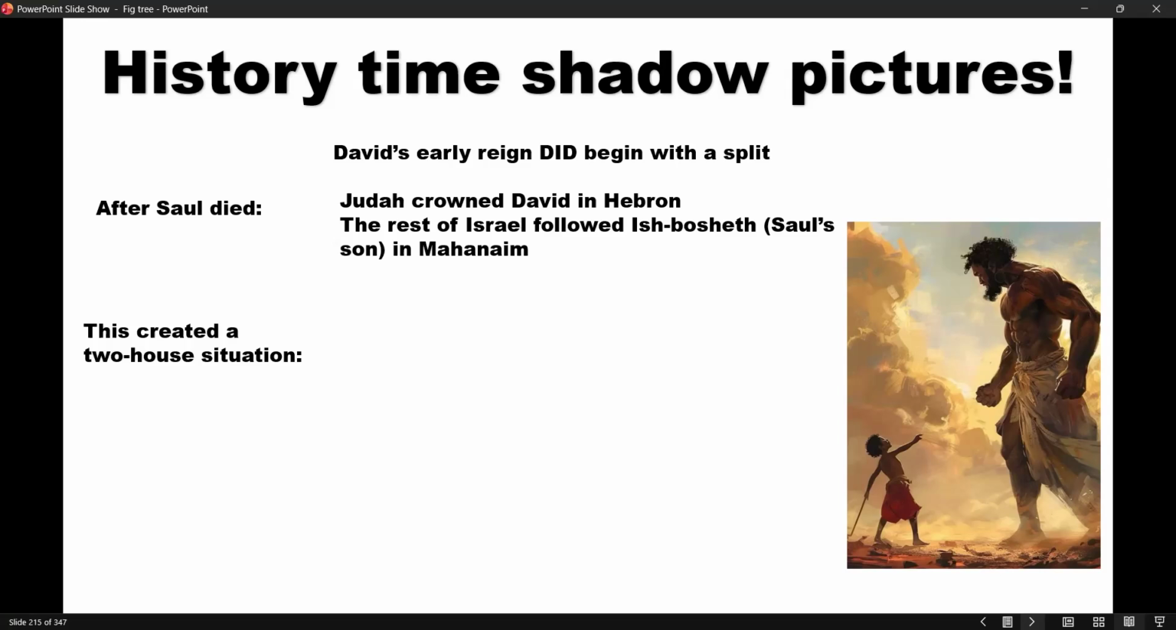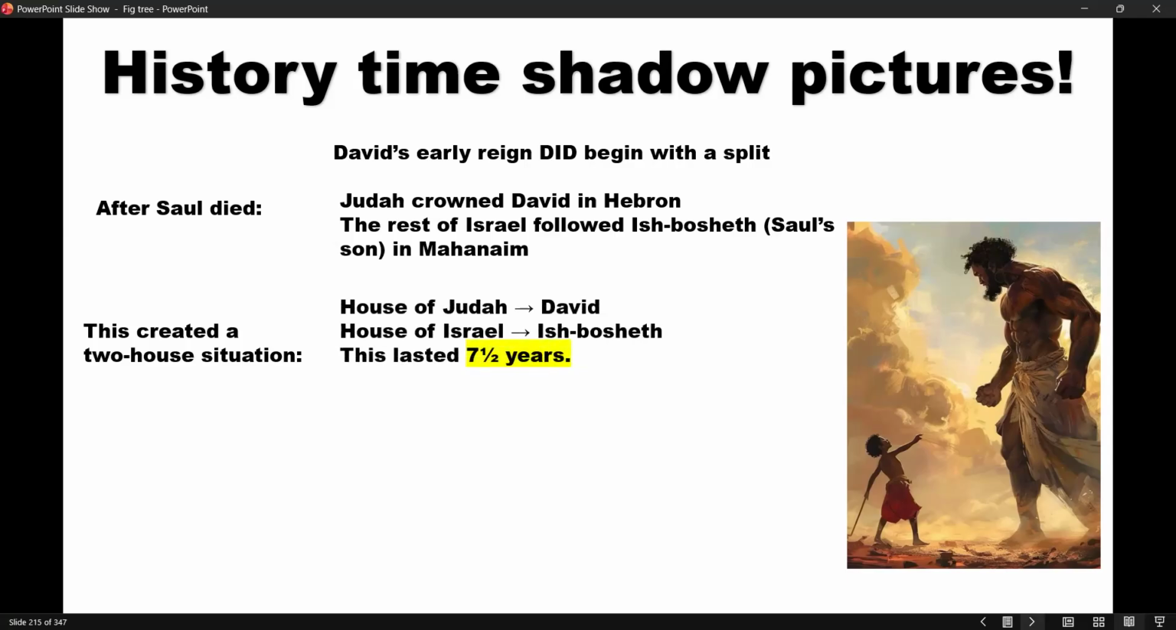So we're trying to show you the shadow picture, or where this first, well, we could even go further than that with the first split. We could go all the way back to when Jacob was getting ready to go see his brother Esau. What did he do? He split up the family into two factions. But we're going to use this example because it's a little bit clearer. So this two-house situation: House of Judah, which was David, house of Israel, which was Ishbosheth. This lasted for 7.5 years.